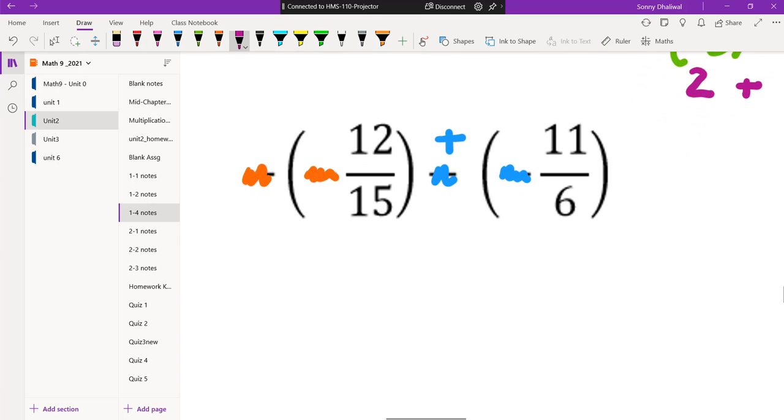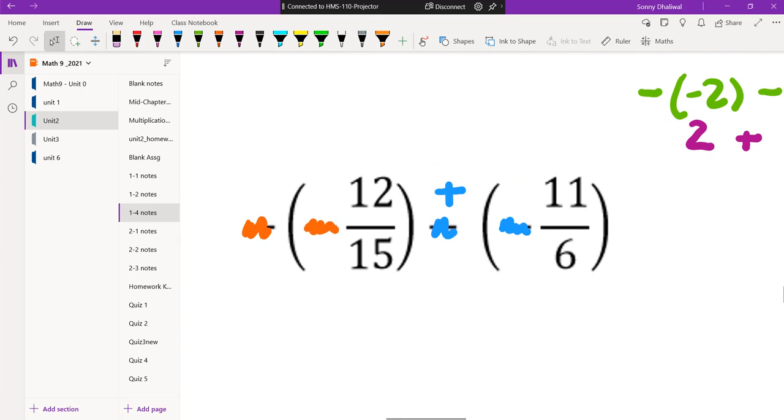Okay, so next question here. So continue on with this question. So we need to make the bottoms 30. So for the first denominator, what do we multiply it by to turn it to 30? Max? 2. And that's not just the bottom, it's also the top. All right? So let's rewrite this. So the denominator turned to 30, and on the top, 12 times 2 is 24.